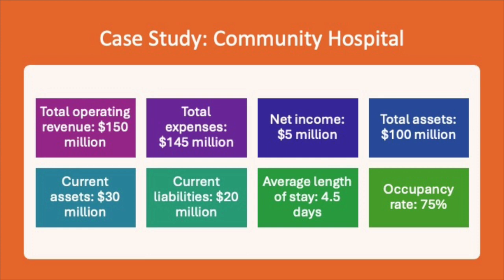Now let's apply these concepts to a real-world example. Consider a medium-sized community hospital with the following financial and operational data. Total operating revenue, $150 million. Total expenses, $145 million. Net income, $5 million. Total assets, $100 million. Current assets, $30 million. Current liabilities, $20 million. Average length of stay, 4.5 days. Occupancy rate, 75%. Let's walk through the calculations for the relevant financial ratios and operating indicators to assess the hospital's performance.